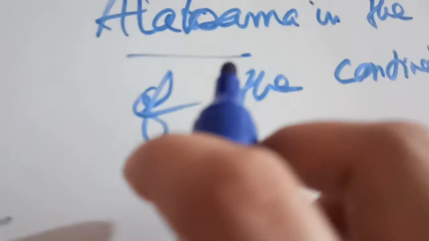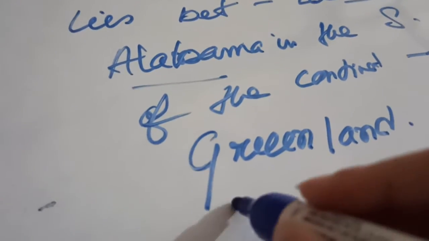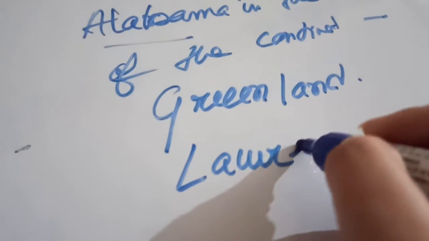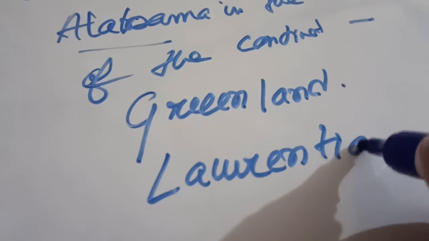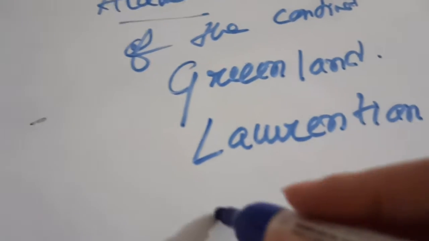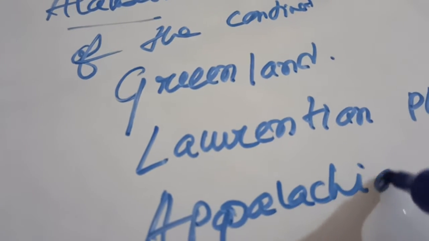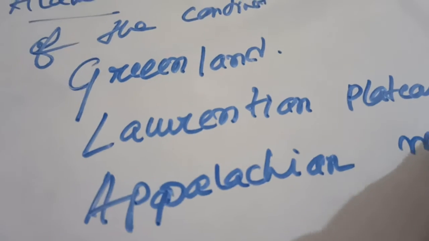It includes islands and plateaus like Greenland, then the Laurentian Plateau and the Appalachian Mountain.